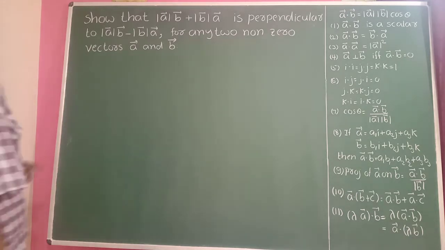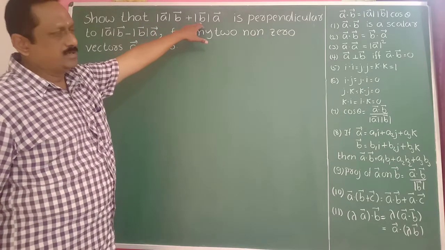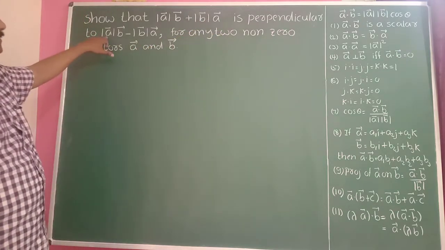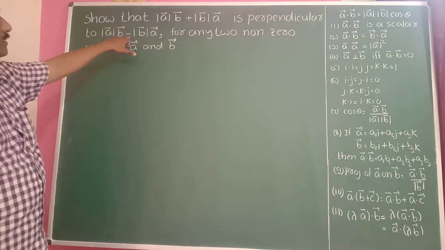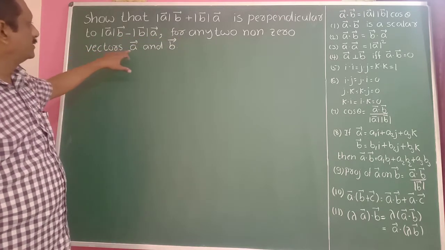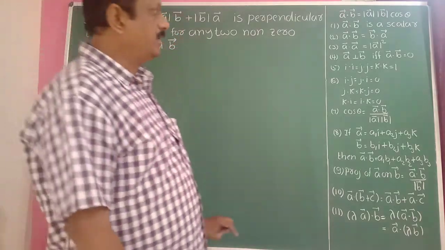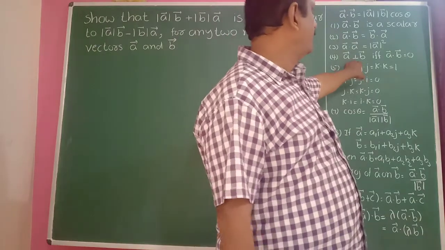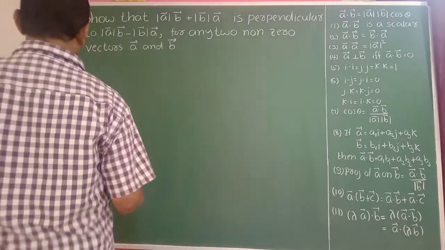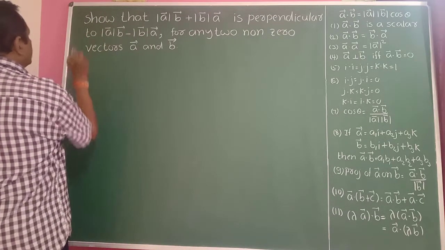Show that modulus of a bar into b bar plus modulus of b bar into a bar is perpendicular to modulus of a bar into the vector b bar minus modulus of b bar into the vector a bar, for any two non-zero vectors a bar and b bar. Okay, you just have to prove the vectors are perpendicular here. So you know that two vectors are perpendicular if the dot product is 0. Therefore, you have to prove here the dot product of the given vectors is 0.